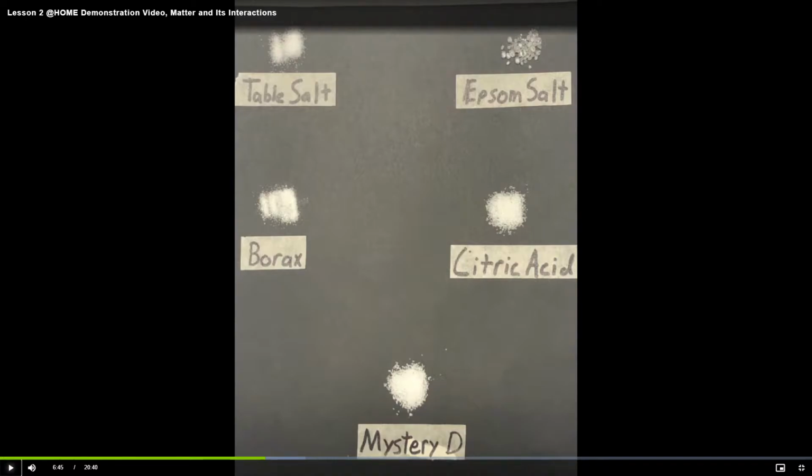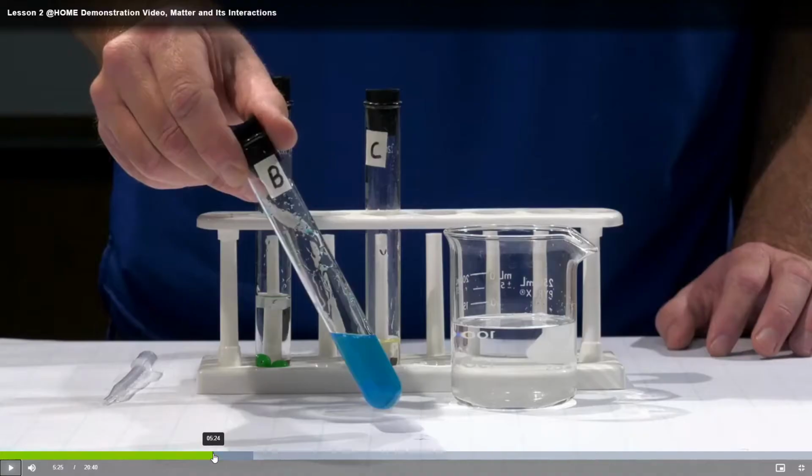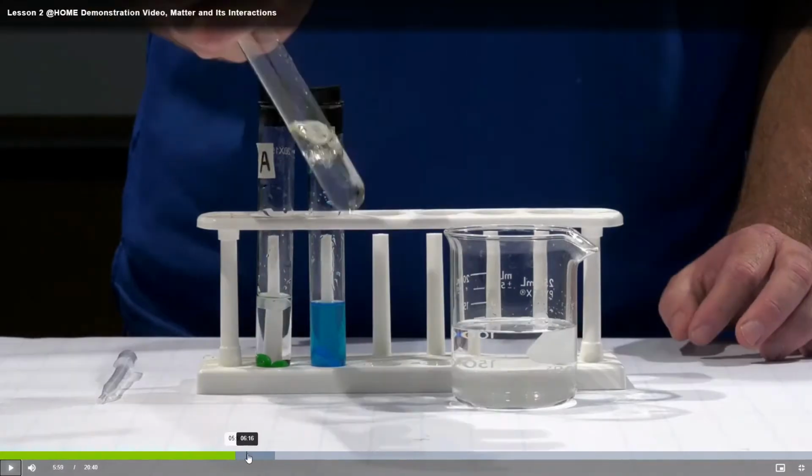At this point, next question on your worksheet, can you match the mystery sample to the known sample based on appearance alone? Why or why not? So I guess I can make it go back a little bit and we can look at each of them again. Way too far.